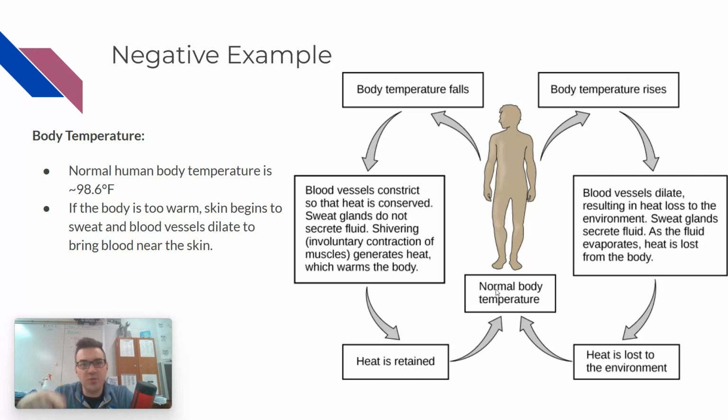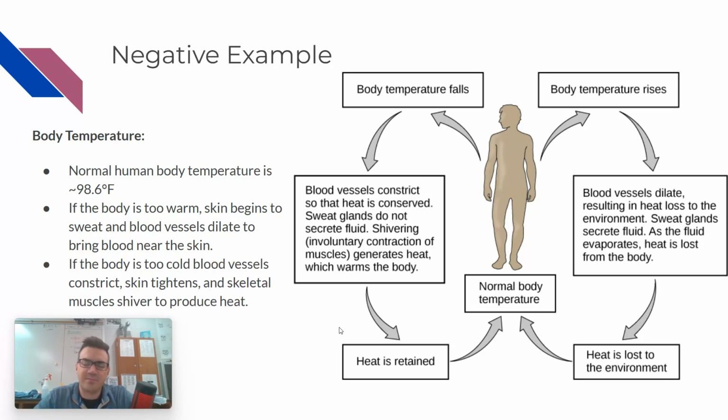So we have these two loops, right? These two feedback loops are both negative feedback loops that help maintain that consistent temperature, right? And so that's an example of negative feedback.